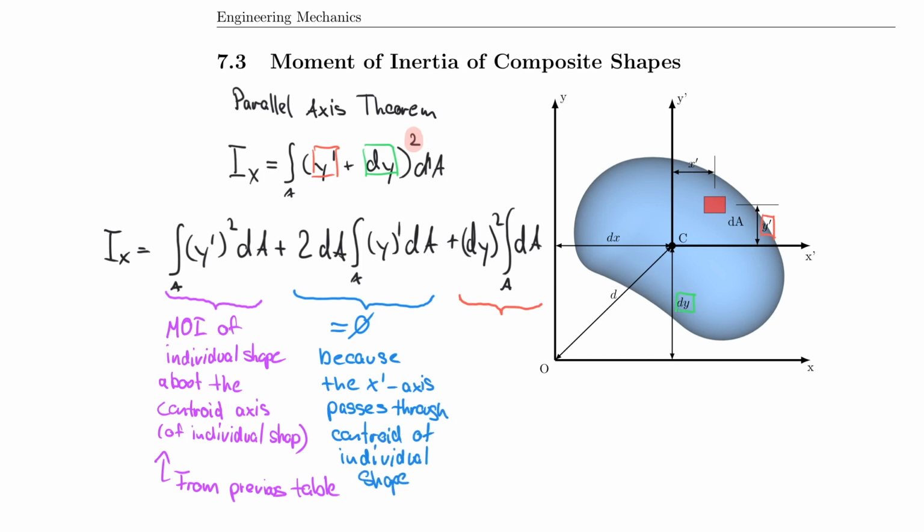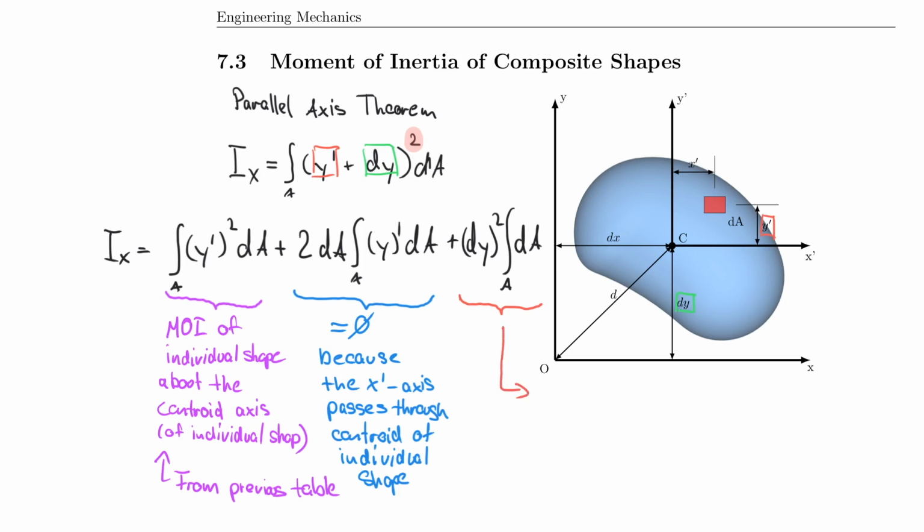So I don't have to worry about that one. Last thing I have to worry about is what is this third component here in red. And what do we see? We see dy. And what is dy? It is the distance from the origin of the coordinate system to the centroid. And what is dA? dA is just the area element itself. So that I want to formulate as well.